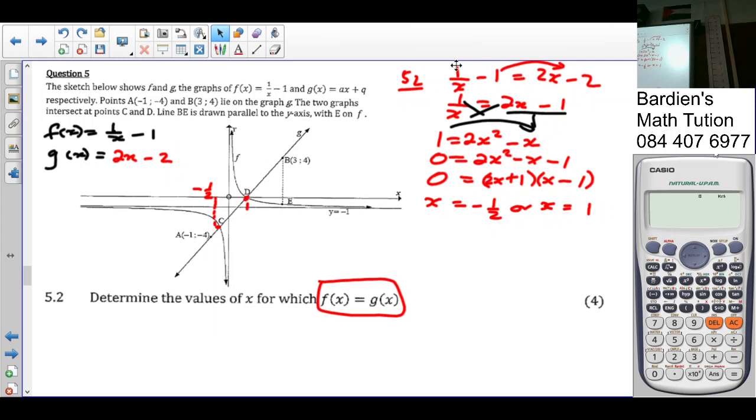Okay, the question was not asked to calculate the coordinates of D and E. If that was the question, I would have substituted minus half back into this equation here. I would have gotten minus 2. So C would have been (-1/2, -2). And I substitute 1 also in here, I get 0. D would have been (1, 0). Okay? But that was not the question. I could have either substituted into g or into f at that point, because the graphs are equal to each other. Okay? I normally substitute in the easier one of the two to work with.